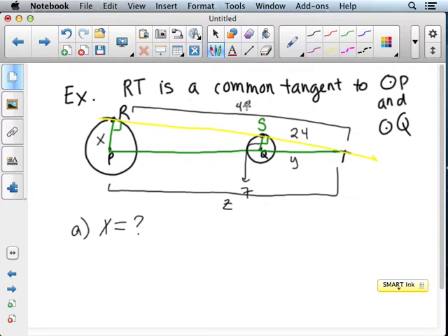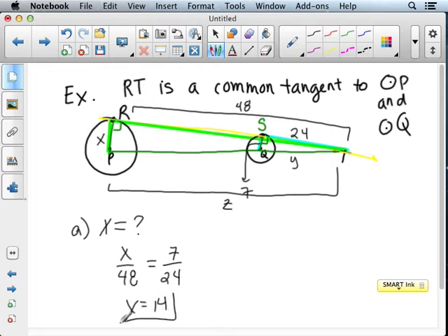So we can say that X over 48, so this little side here, divided by this entire length of the big triangle, is going to equal this base here divided by this side here. So we've got X over 48 equals 7 over 24. Sorry, my diagram's a little messy. We cross multiply and solve, and we get that X equals 14. Okay, so that's one example of our common tangents.